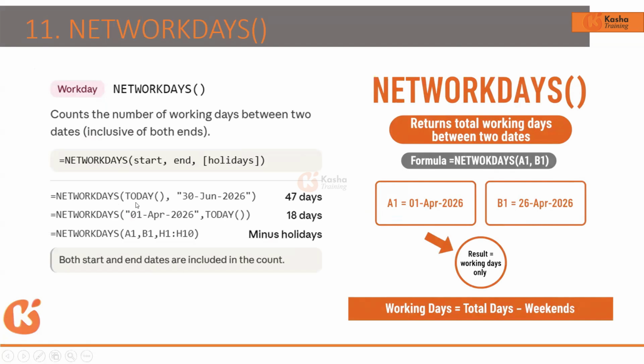So you can see today's 26, and then you have given the 30th of June 2026. So you can see there are a total of 47 days. Then you have given the 1st of April 2026, and you have given today's. So you can see it has taken 18 days. Then you can see A1, B1, and H also minus the holiday. So like this, you can see all these calculations.